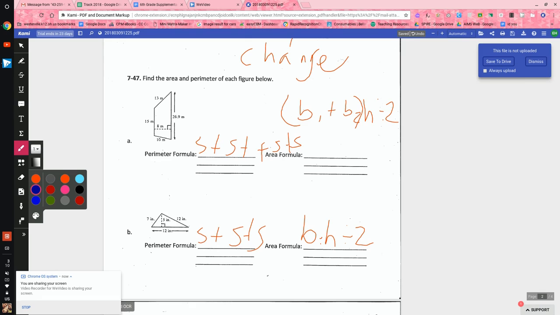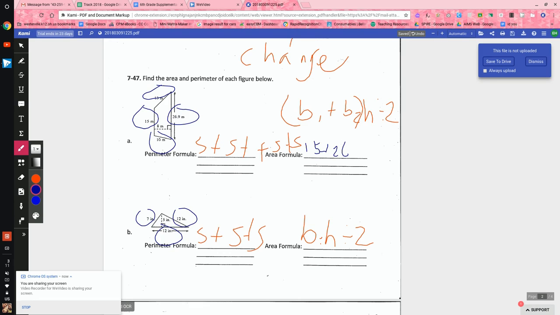Just going to set these up for you. I'm not going to walk through them all. Your sides are here, 13, 26.9, 15, and 10. Your sides here are 7, 12, and 12. The bases, though, are the flat parts of the trapezoid. So you have 15 plus 26.9. You're going to add those, and then multiply them by the height, which is 8, and then divide it by 2. The triangle here, the base, the flat part is 12. You're going to times that by the height, which is 5, and then you're going to divide it by 2.